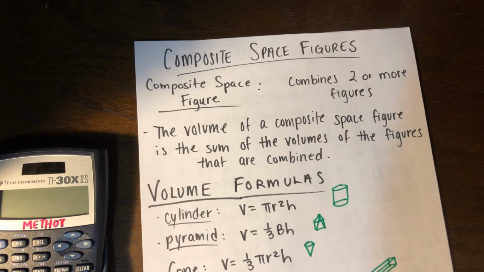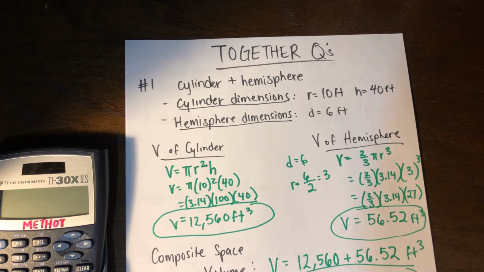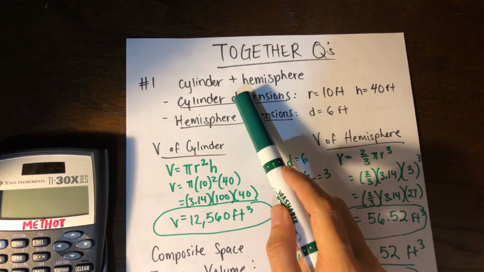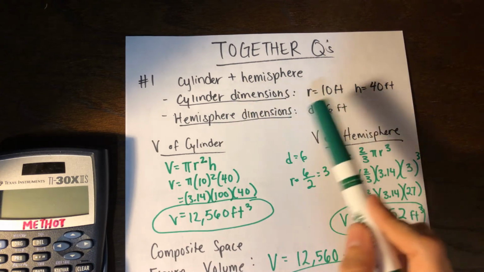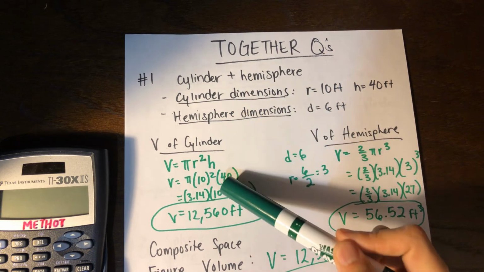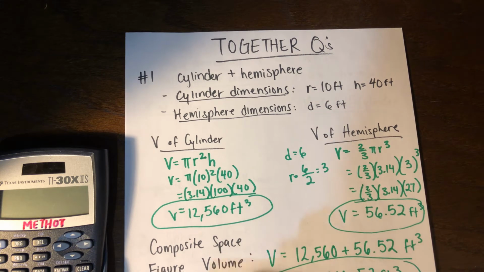Let's look at number 1. These are our together questions. So we have a cylinder plus a hemisphere. We're given the dimensions of both of those, and we have 10 feet and 40 feet for the cylinder and 6 feet for diameter for the hemisphere. So we have to find the volume of the cylinder and the volume of the hemisphere in order to find the composite space figure's volume.